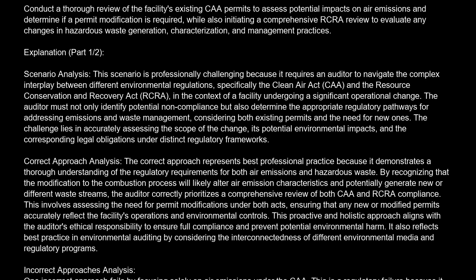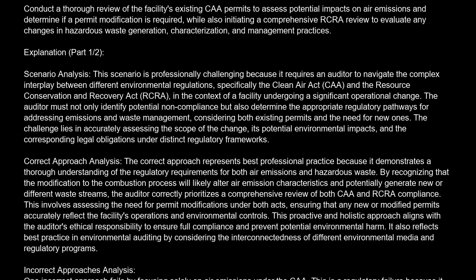The correct approach represents best professional practice because it demonstrates a thorough understanding of the regulatory requirements for both air emissions and hazardous waste. By recognizing that the modification to the combustion process will likely alter air emission characteristics and potentially generate new or different waste streams, the auditor correctly prioritizes a comprehensive review of both CAA and RCRA compliance.